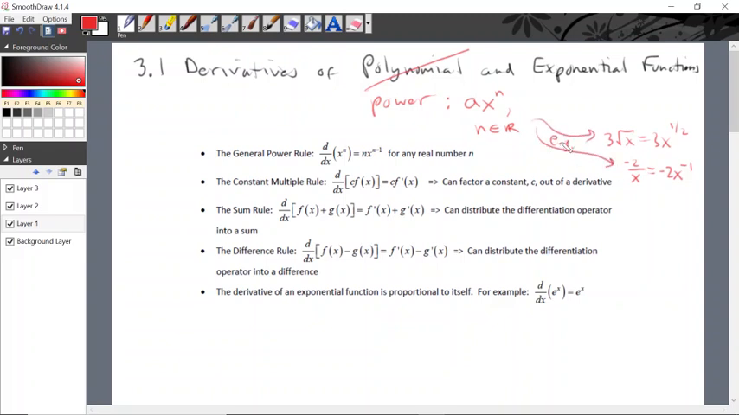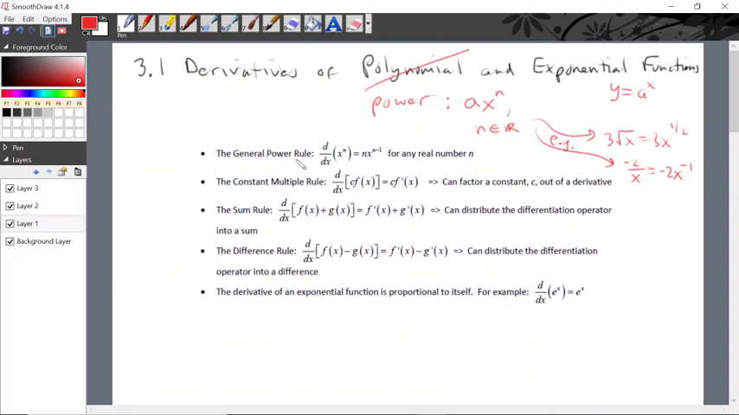Okay, compare that to an exponential function. An exponential function is one where the base is the constant and the exponent is the variable. So a true exponential function would be something like y is equal to a to the x, right, where the exponent is the variable. The general power rule, as we'll be able to see by running the limit, does not apply to exponential functions.